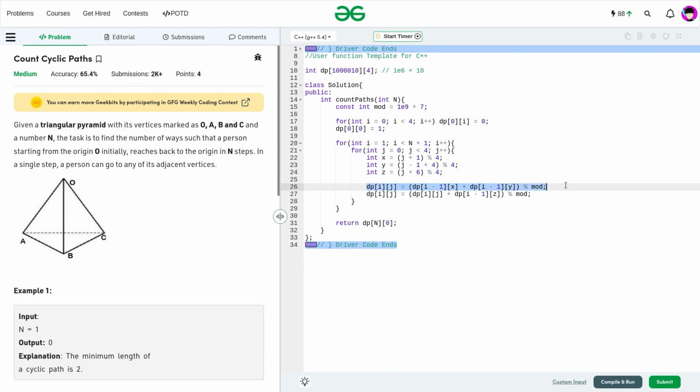Now for dp of i j, I just do dp of i minus 1 x plus dp of i minus 1 y mod. Similarly, I add dp of i minus 1 z also to the answer. So this is dp of i j itself. At the end, I have n number of steps left, and I am currently at the 0th state, starting from 0. So this state will have my final answer when I have n number of steps left and I am currently at state 0, right? So I can just return it easily, and this would be the solution for today's problem of the day, count cyclic paths. I hope you guys were able to understand the solution.